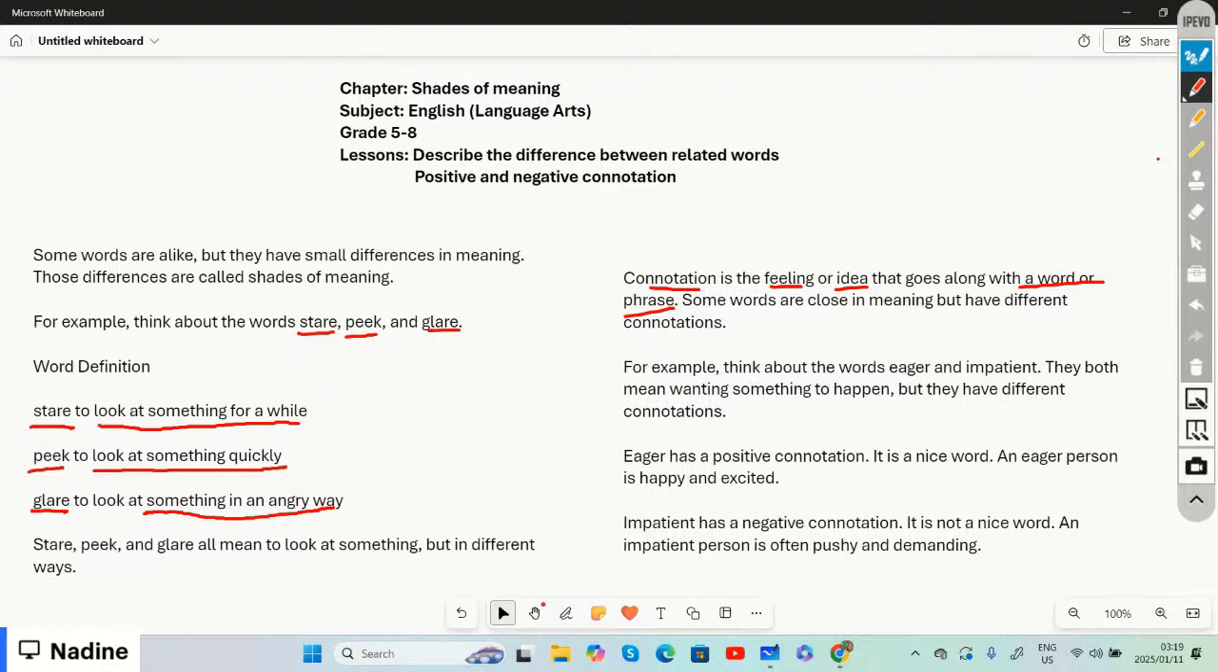So, connotations is the feeling or idea that goes along with a word or a phrase. And that is why we say we have negative connotations and we have positive connotations. And we're going to find out how we can identify a negative connotation and how we can identify a positive connotation.